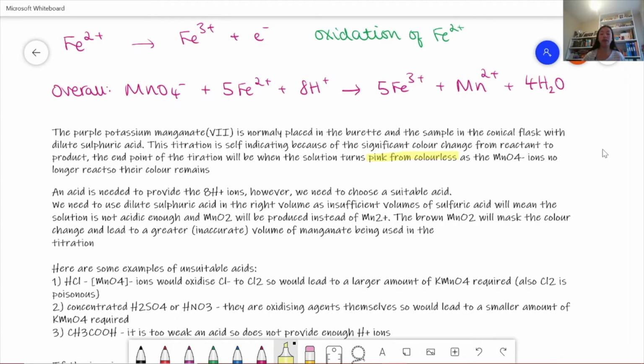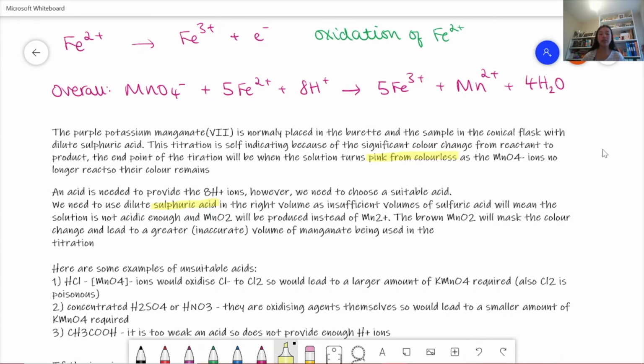They start to become in excess. So that's when we see the first hint of pink colour. So an acid is needed to provide the 8 H+ ions. However, we need to choose a suitable acid. We actually use dilute sulfuric acid, and we also need this in the right volume, as insufficient volumes of sulfuric acid will mean the solution is not acidic enough, and so the MnO2 will be produced instead of Mn2+.